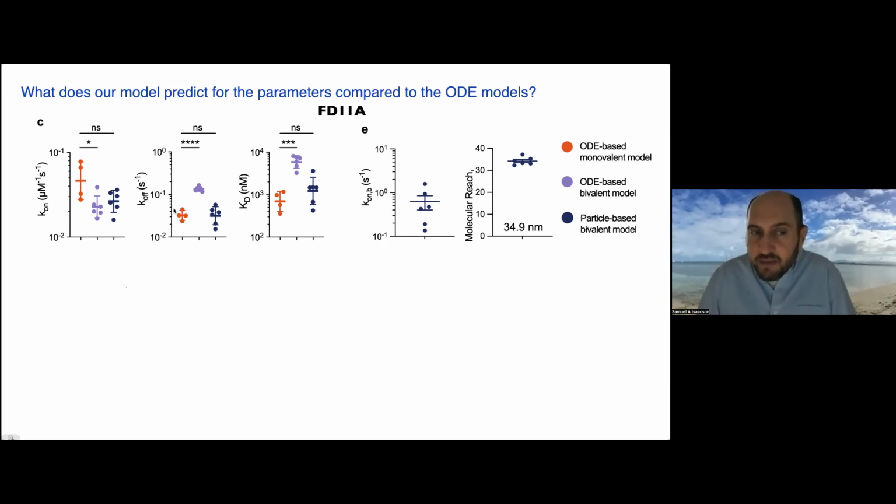We get the KD better because we get the off rate better, and we get two extra pieces of information: the second binding rate and the molecular reach. That is, this distance over which things can interact.